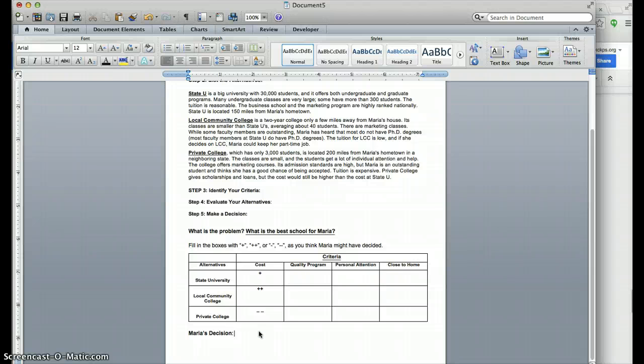So if you think based on the decision making grid that state university or local community college or private college is the best school for Maria, then you have to write down your answer somewhere here. Okay, so hopefully once again this exercise helps you understand how you will go about and answer this decision making grid.